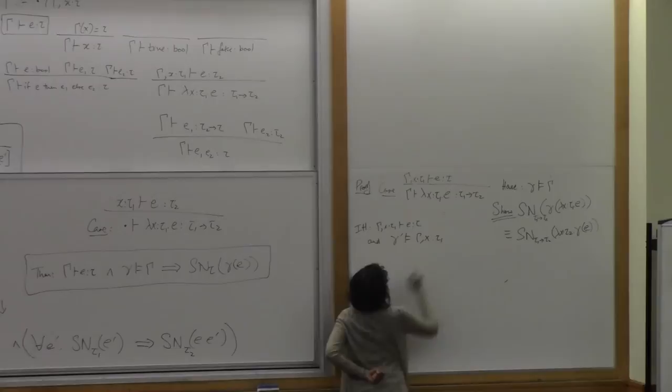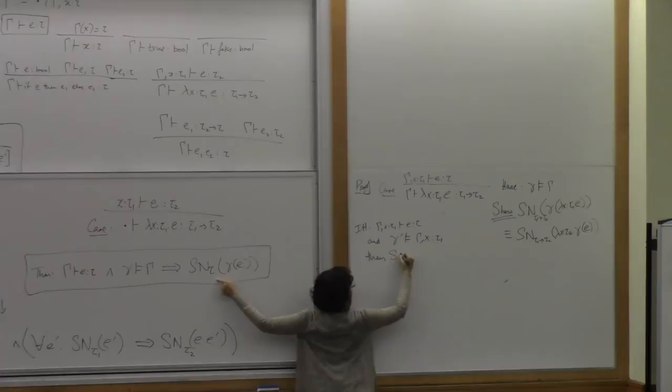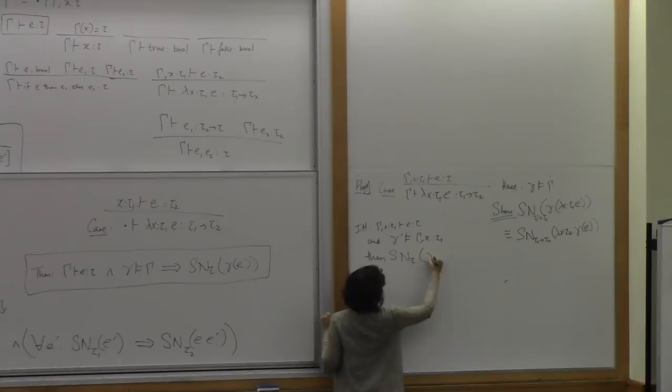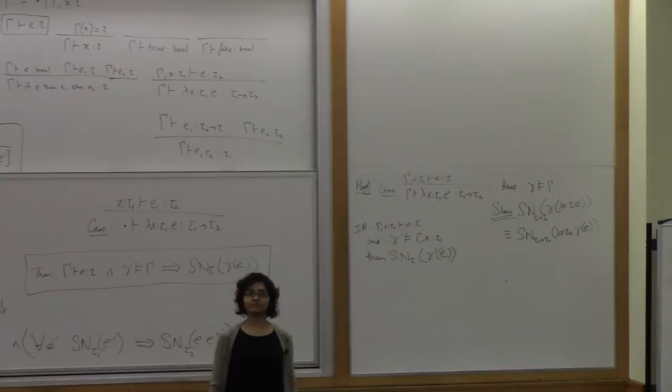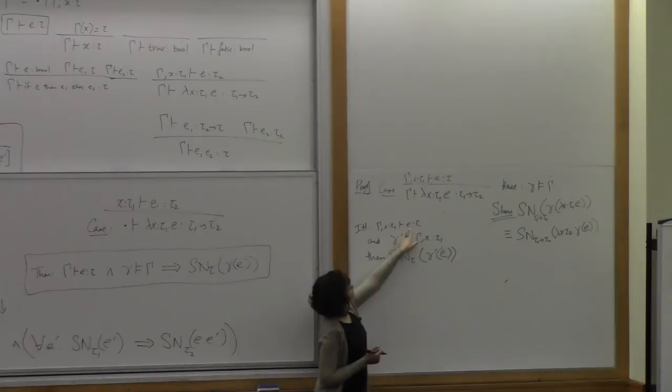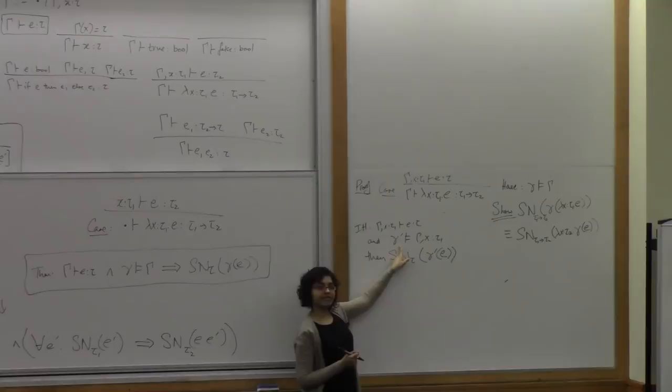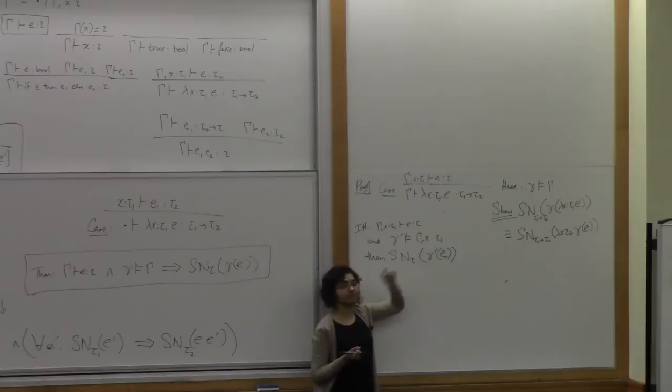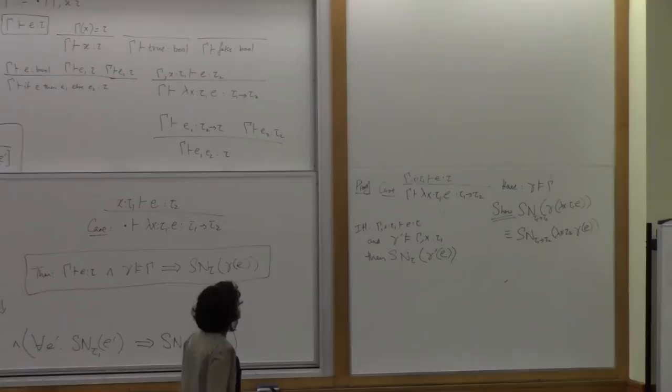Then you may use this fact, e prime is in Sn tau, gamma prime e. That is the induction hypothesis, and we have to see if we can use it. So we clearly already have a term of the right type. But here we are being asked to cough up some substitution gamma prime that satisfies not just gamma, but gamma extended with x colon tau 1. So what gamma prime might we use? Let's pause for a minute.